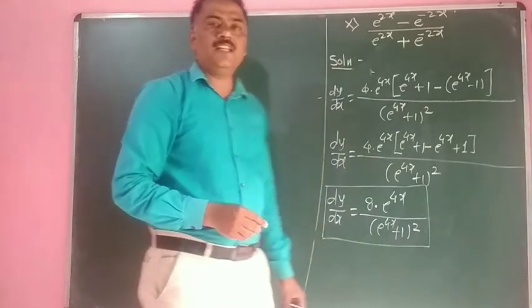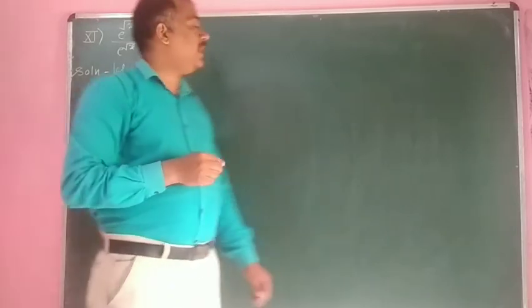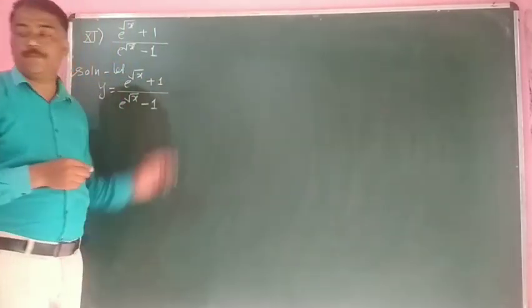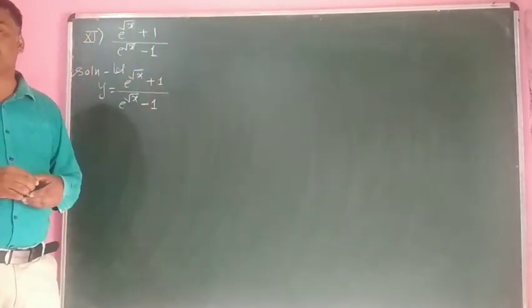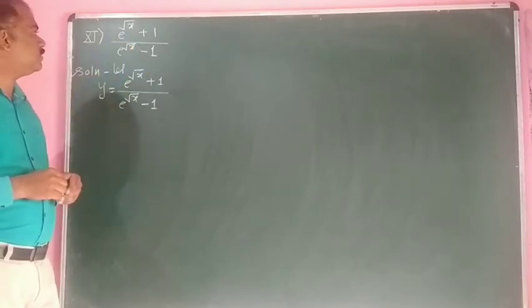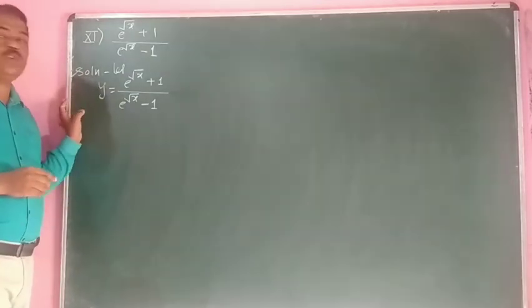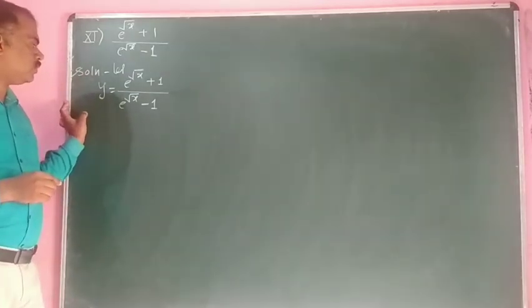Now we have to discuss the next example. Next example is example number 11. e raised to root x plus 1 divided by e raised to root x minus 1. Let y is equal to (e raised to root x plus 1) divided by (e raised to root x minus 1).